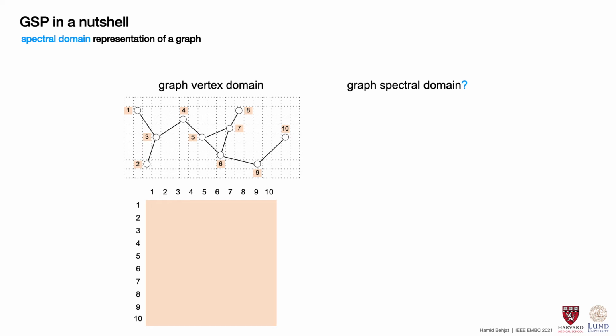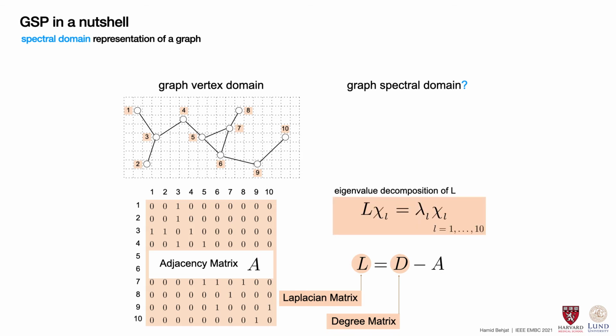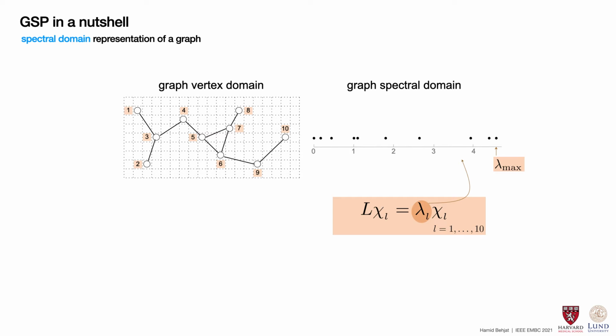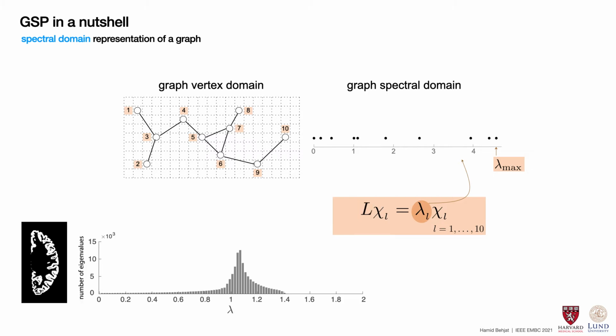To be able to use principles from GSP, we need to have a spectral representation of our graph. This can be done by transforming the visual representation into a matrix representation to give us the adjacency matrix, and from the adjacency matrix, we can obtain the Laplacian matrix. By performing the eigenvalue decomposition of the Laplacian matrix, we obtain a series of eigenvalues that fall within the range of 0 to a maximum value, which can be bounded by an upper range of 2 if we use a normalized Laplacian matrix. For instance, for the graphs that we are using in this work, the distribution of the eigenvalues is as such.